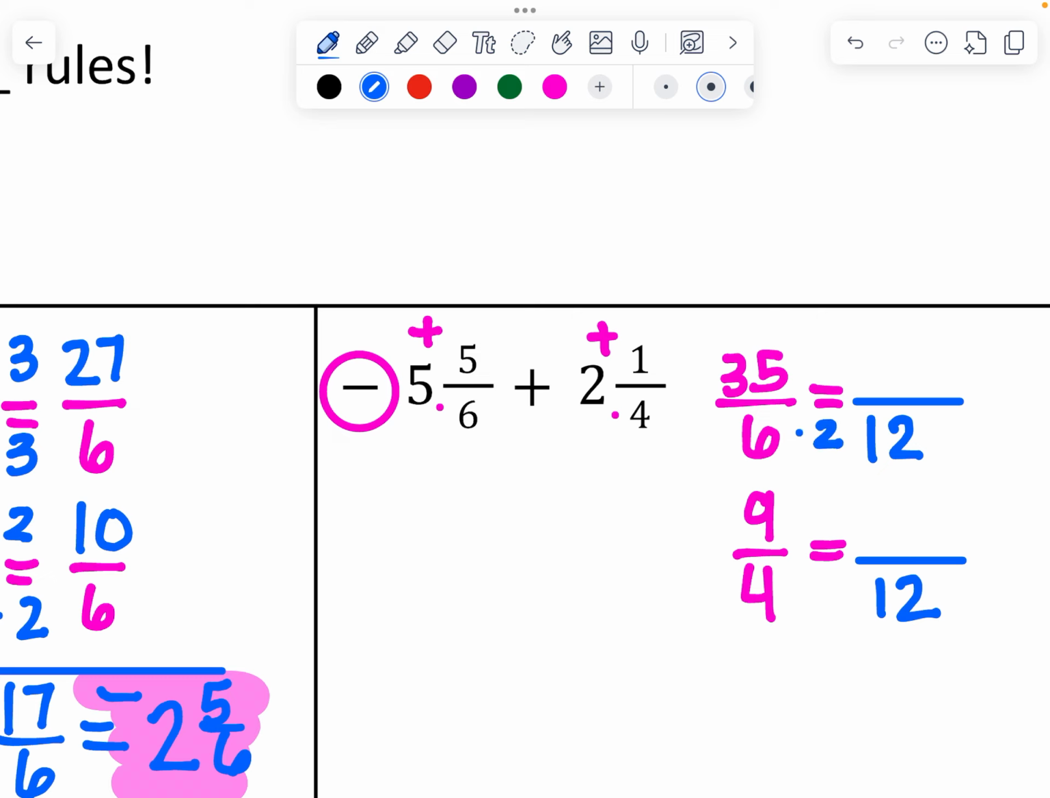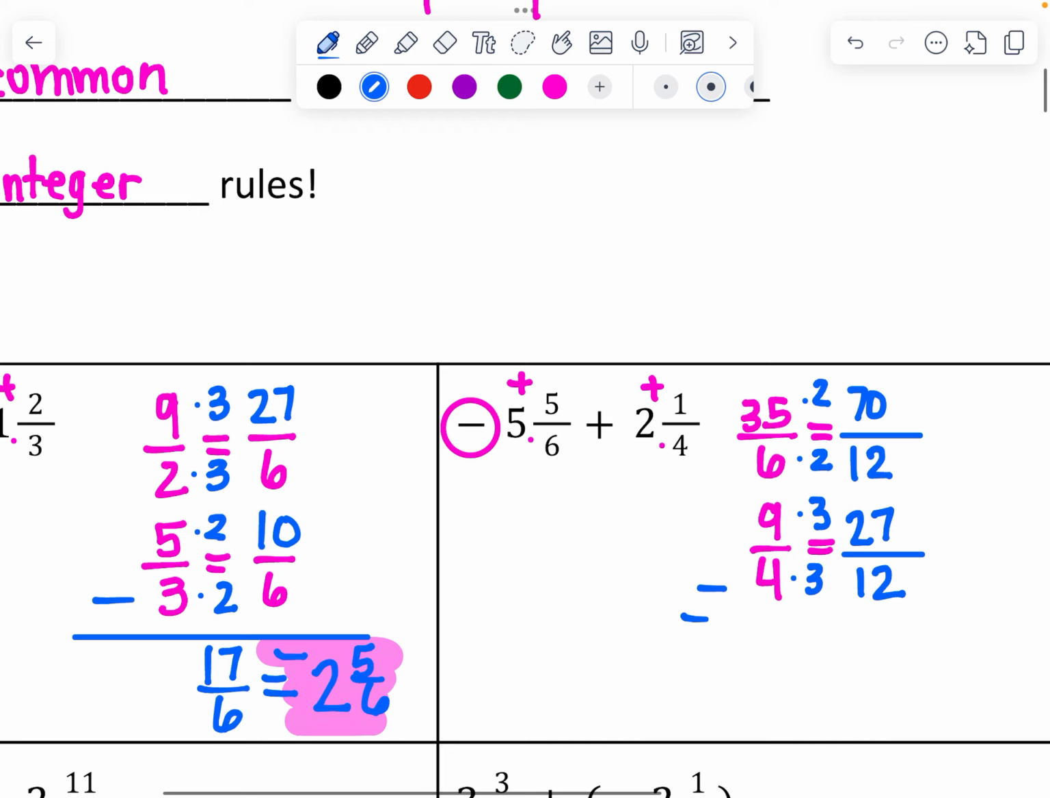And because 12 is the smallest, I want to use that as my common denominator. 6 times 2 is 12. So 35 times 2 is 70. And then 4 times 3 is 12. So 9 times 3 is 27. Again, I have to subtract. I have a number that's negative and a number that's positive. 70 minus 27 is 43.